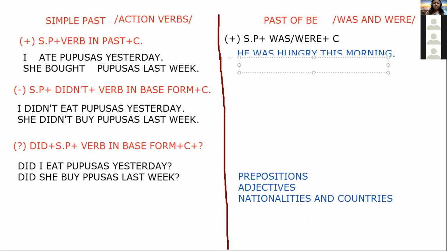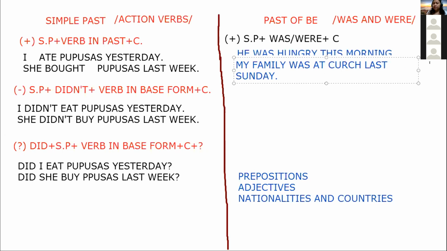Another example. My family. My family was, singular. My family was happy. It's an adjective. My family was at church. Preposition. When? Give me info. Was at church last Sunday. Good. You said last Sunday. Okay, very good.